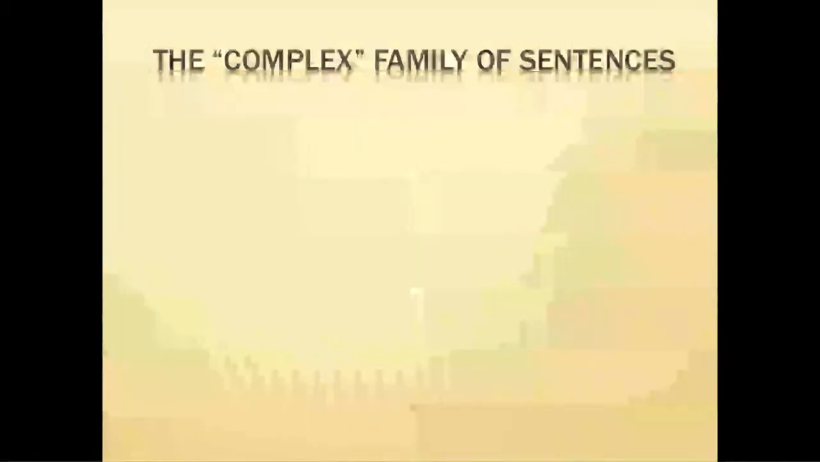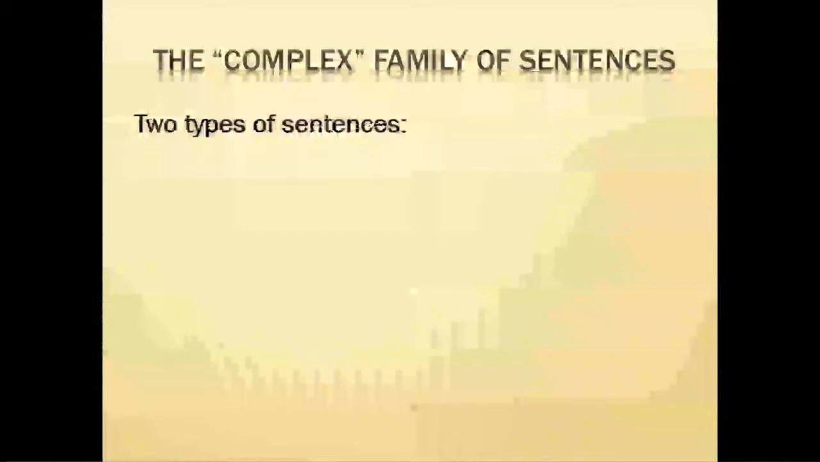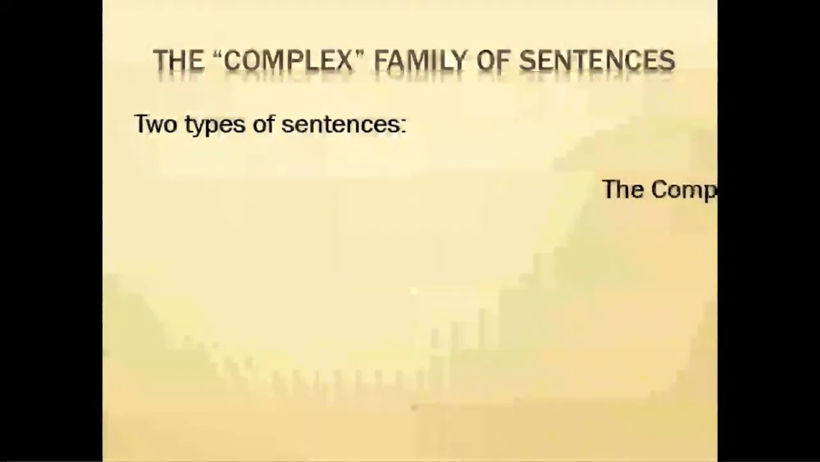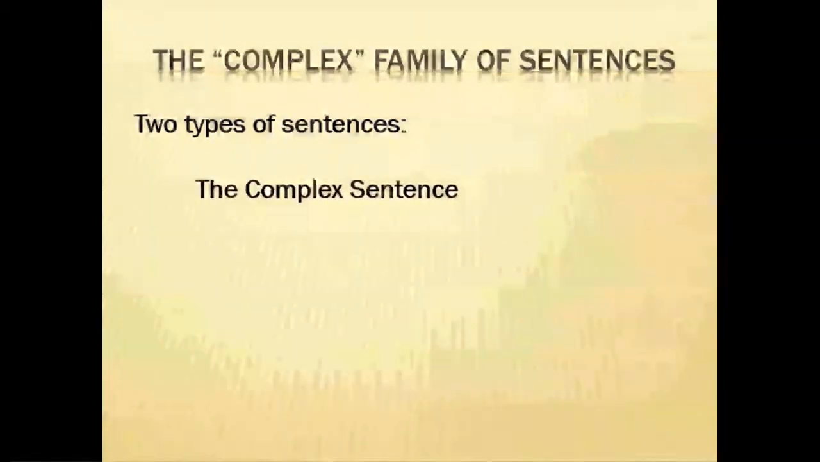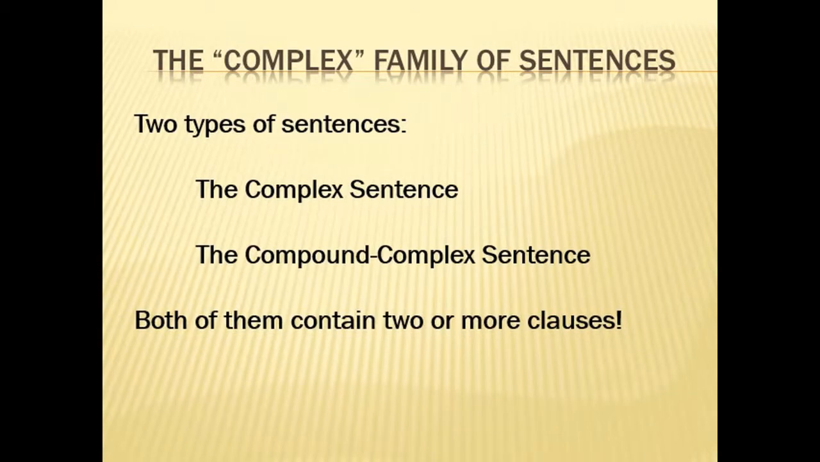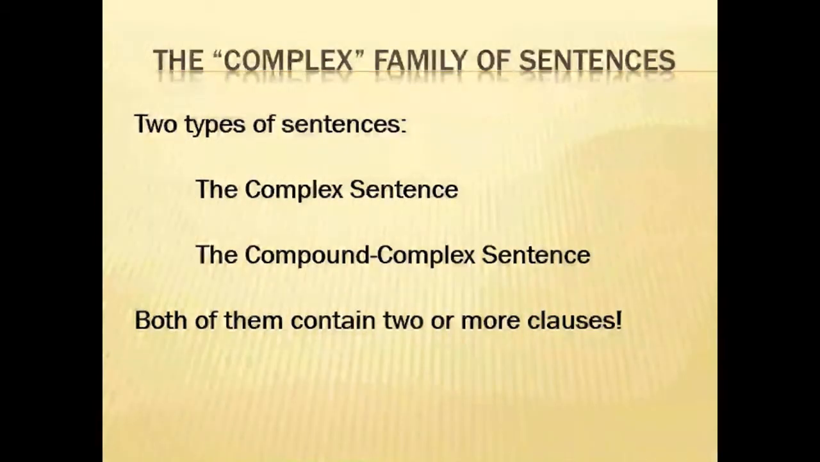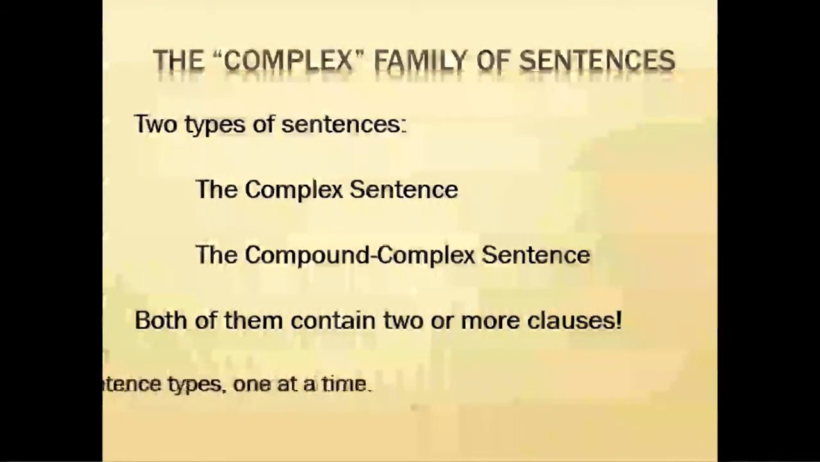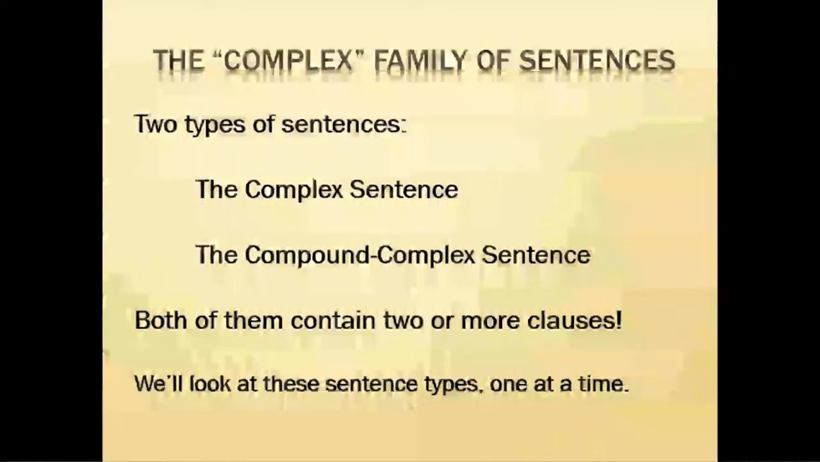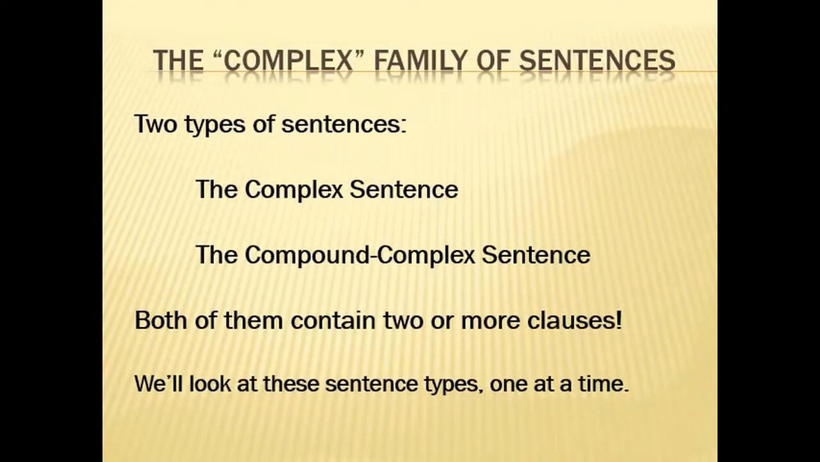Today we're going to talk about the complex family of sentences. Like the simple family, in the complex family we find two types of sentences. We find the complex sentence, and we find the compound complex sentence. Both of them contain two or more clauses. In the simple family, if you'll remember, the simple sentence itself consisted of only one single independent clause. We'll look at these two sentence types one at a time.